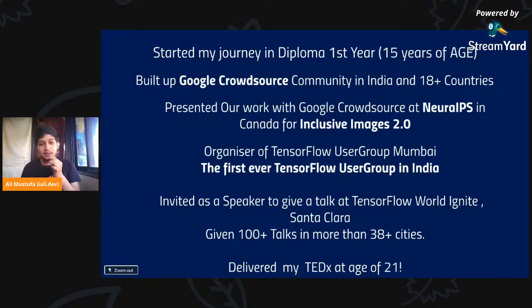I have done some amazing work as part of the Google Crowdsource community. We published a data set called Inclusive Images 2.0, where we presented a paper at NeurIPS, the world's largest machine learning conference. I'm also currently an organizer of TensorFlow User Group, the first ever TensorFlow User Group in India, and we have over 2,000 plus members on our Telegram group. I will share the link at the end of the session where you can join.